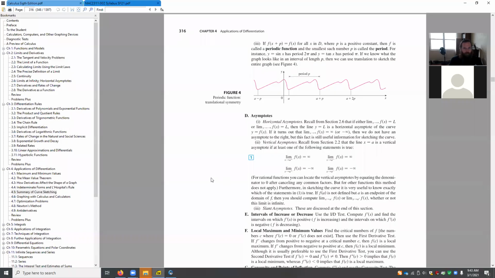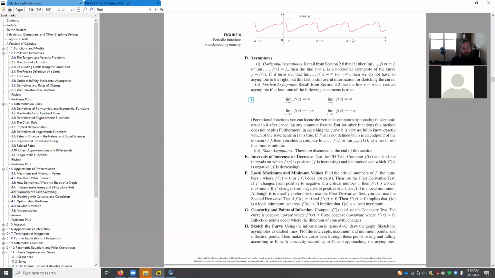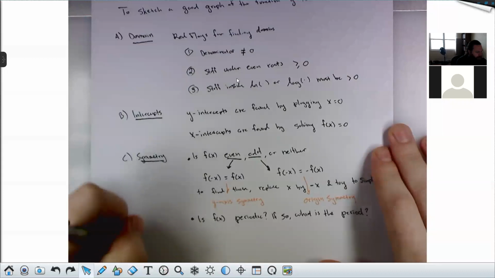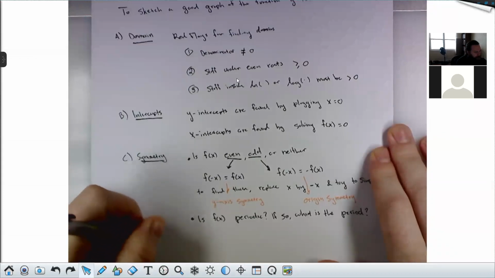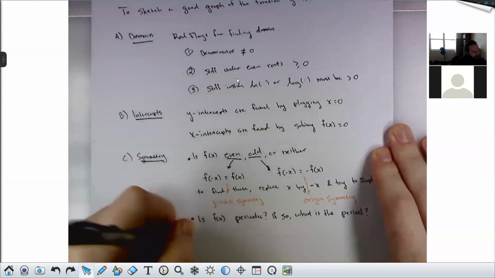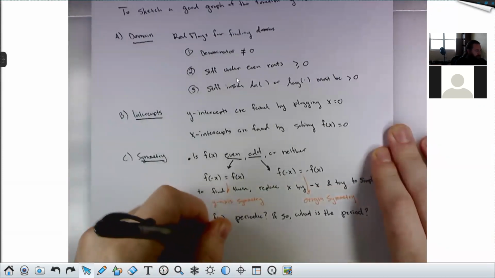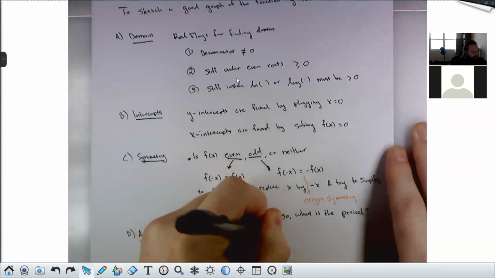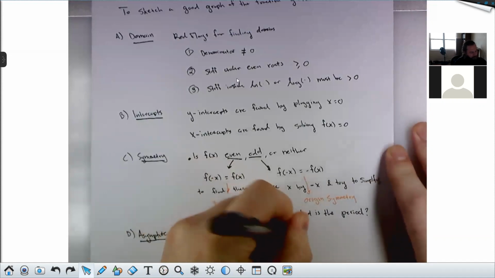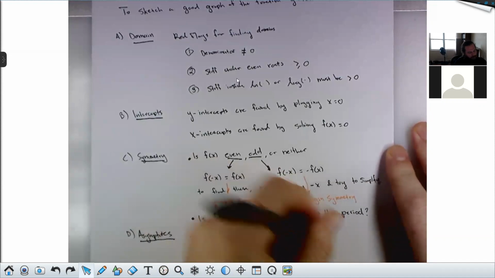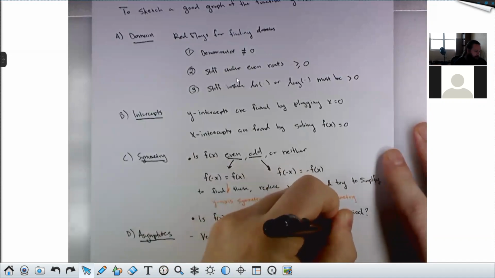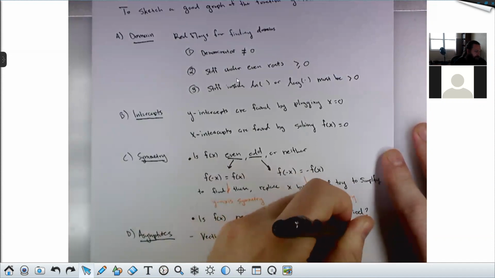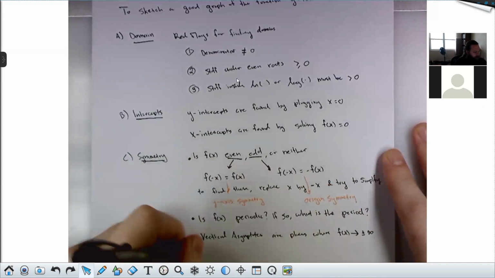Okay, continuing. Asymptotes, right? Find vertical asymptotes, find horizontal asymptotes. All of this is still algebra stuff. So we have to find vertical asymptotes. These are places where f of x blows up to plus or minus infinity, and horizontal asymptotes.